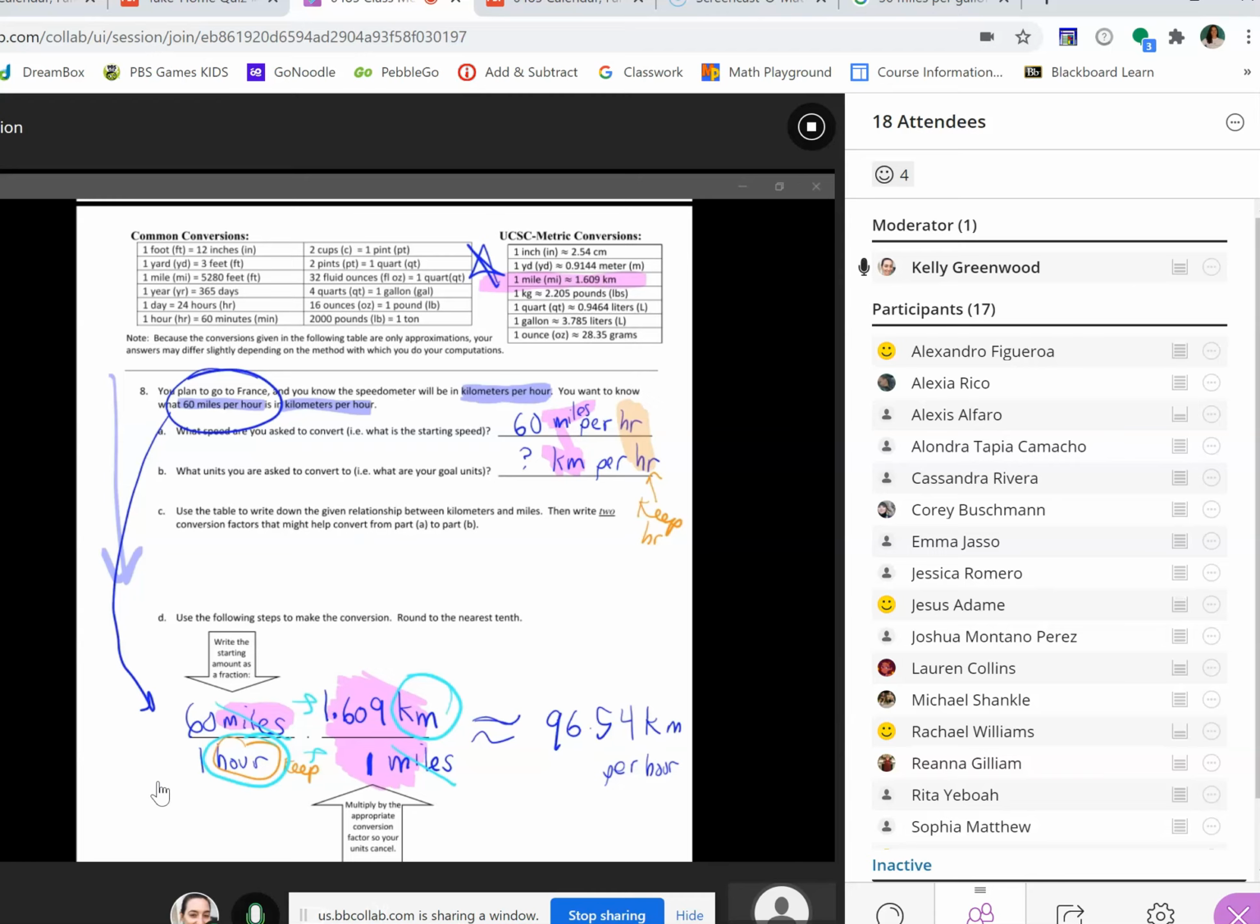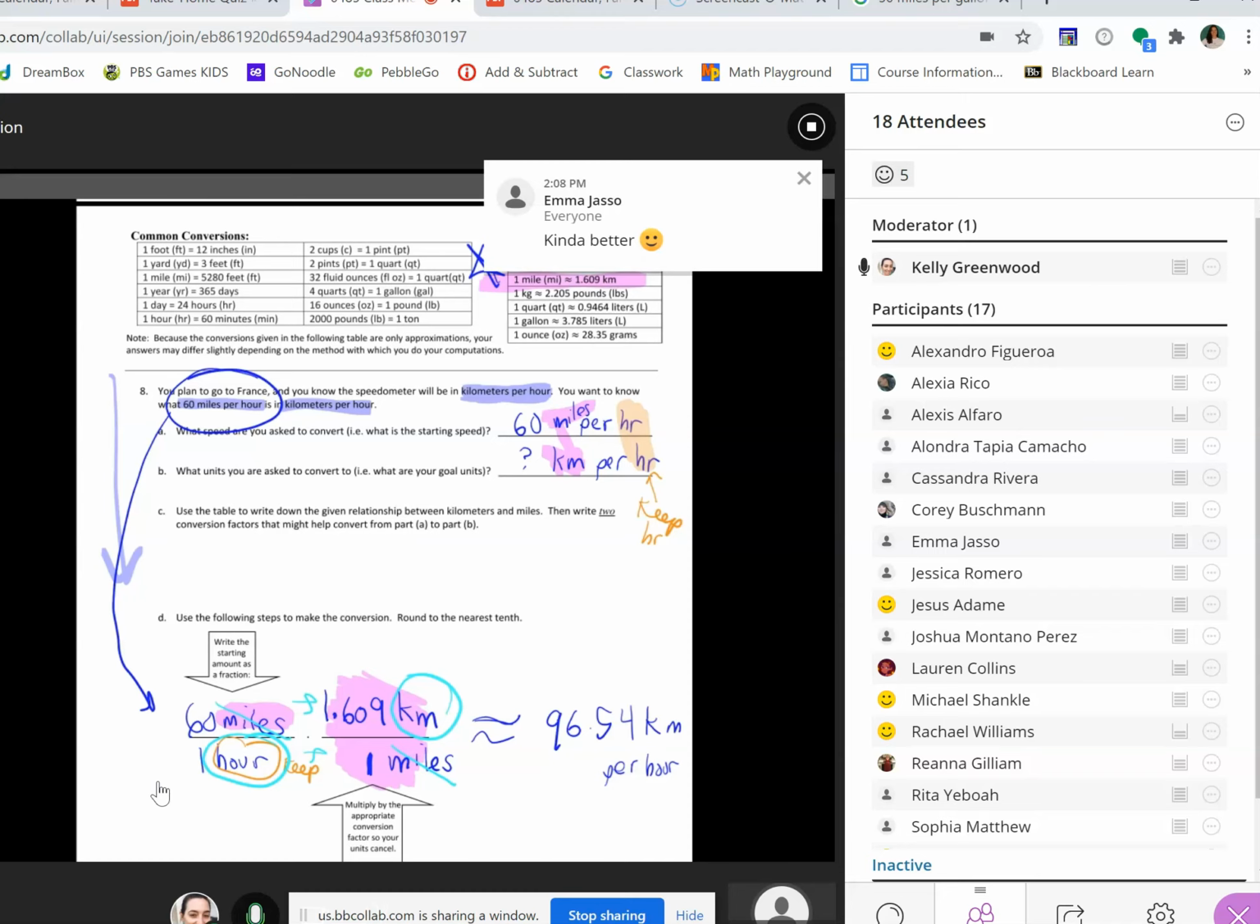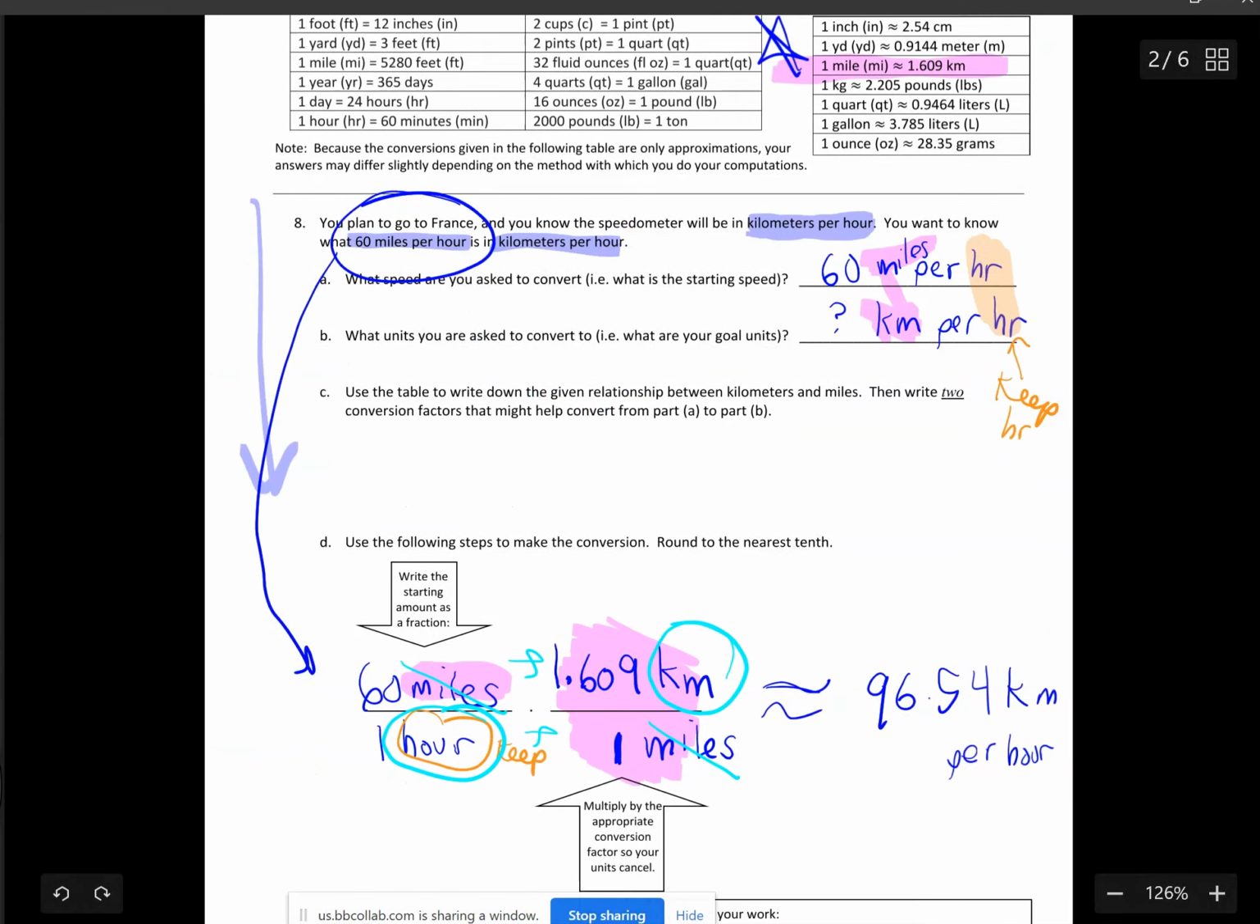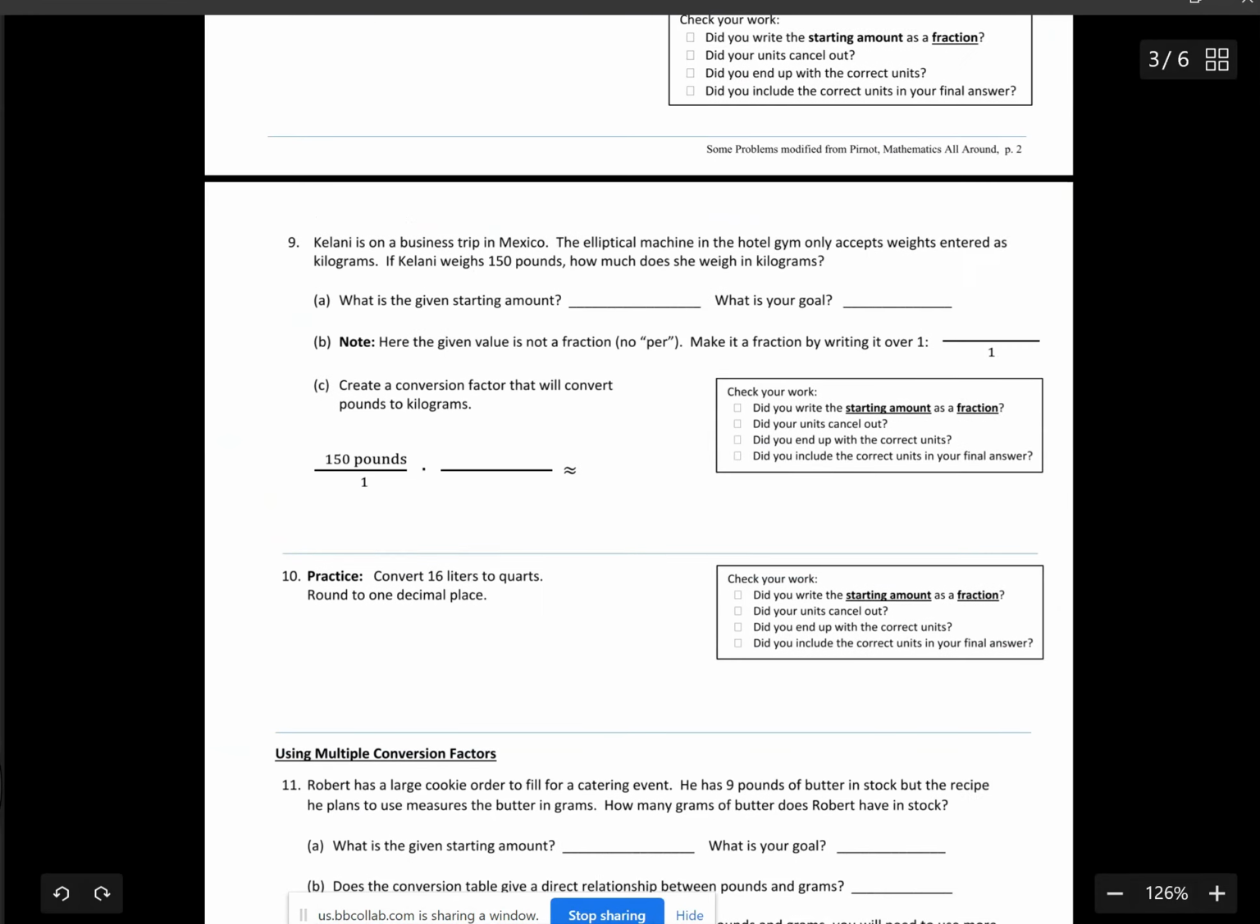Okay, because we've got a lot more examples to do here. We've got a lot more going on. Kind of better, a little. Okay, it just takes practice. Okay, let's try some more of these, y'all. Let's look at this next one.